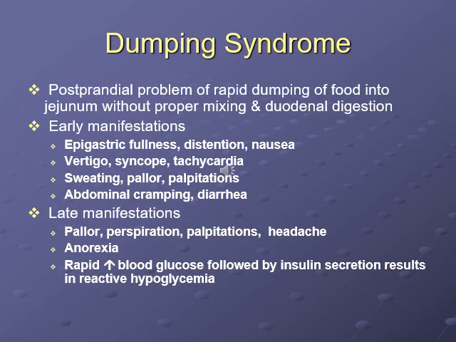Dumping syndrome is a common complication when the pylorus is bypassed. The pyloric sphincter, as you remember, is at the distal part of the stomach, and that sphincter allows the emptying into the first part of the small intestine, the duodenum, and it regulates it. So if we are having that area bypassed, it's more likely to have what we call rapid dumping of food into the intestine. So it's a postprandial or post-mealtime problem, again, after a person eats, that you would have a rapid dumping of food into the jejunum without proper mixing of digestive enzymes.